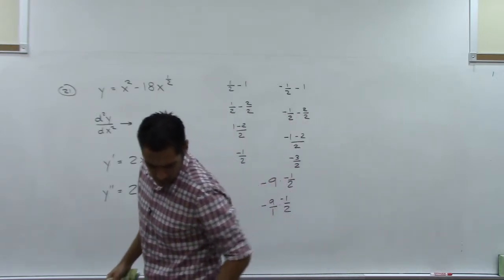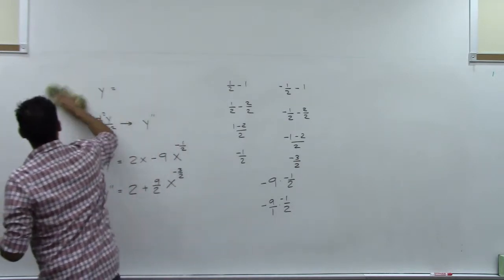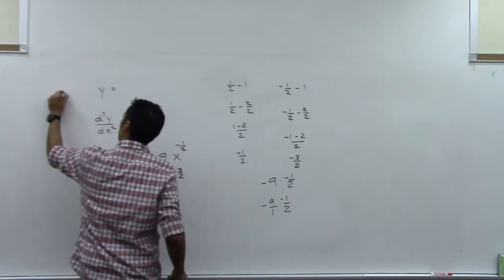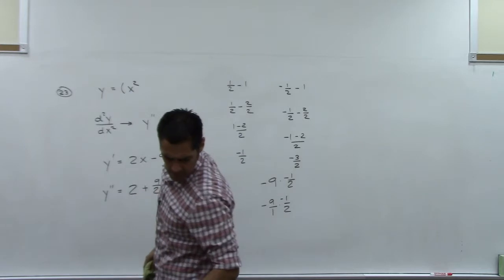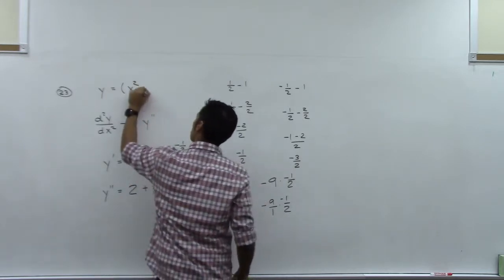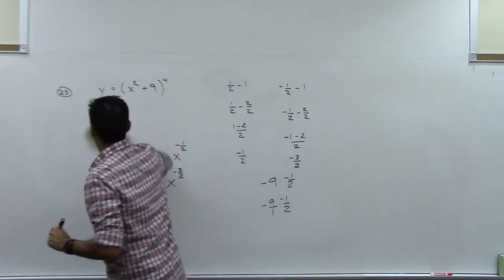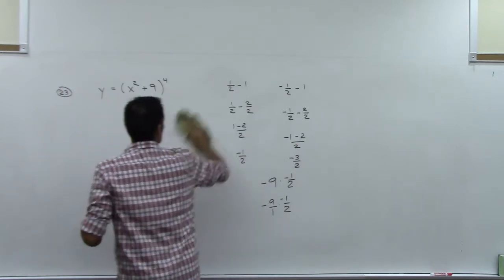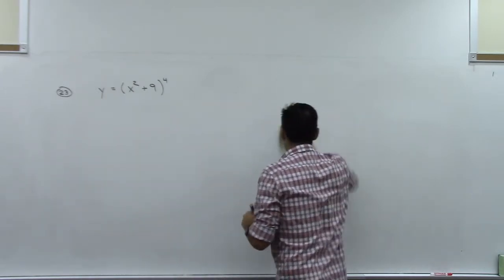All right, number 23. So for 23, they give you x squared plus 9 to the 4th, and they want to know what y double prime is. So they want us to get the derivative twice again. Now for this problem we have to use chain rule. We have to be very careful with this.